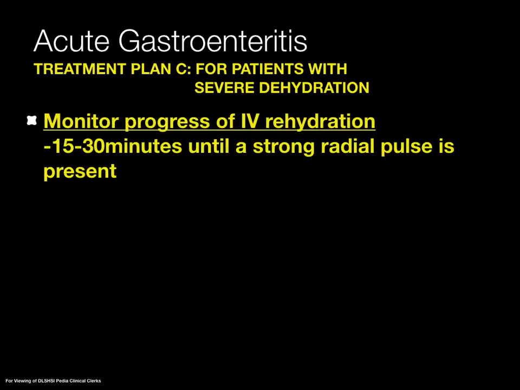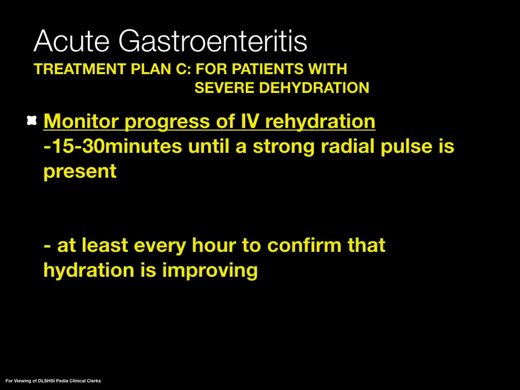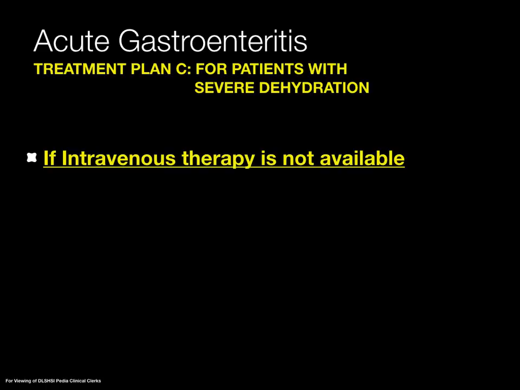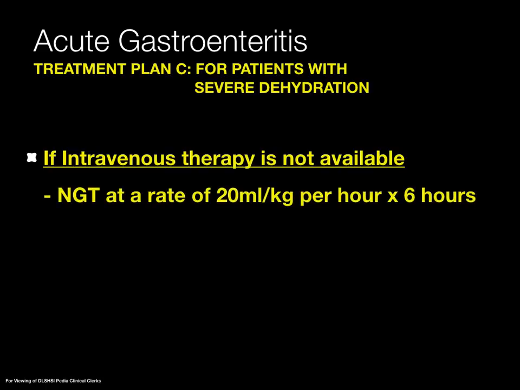Monitor progress of IV rehydration every 15 to 30 minutes until a strong radial pulse is present, and then at least every hour to confirm that hydration is improving. If intravenous therapy is not available, a nasogastric tube at a rate of 20 ml per kilogram per hour for 6 hours can be used.